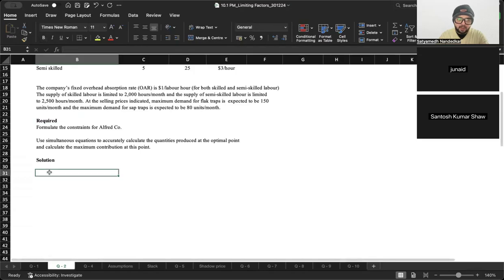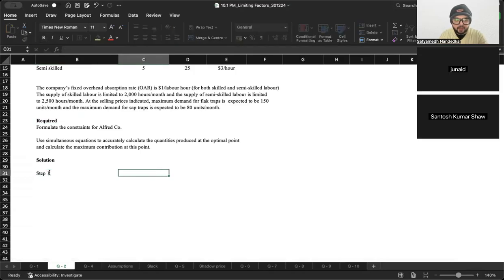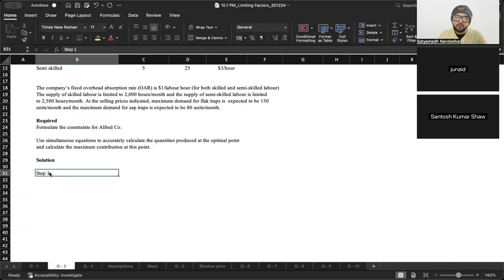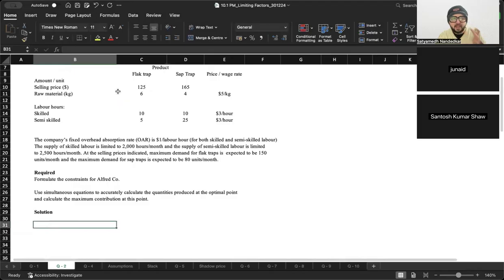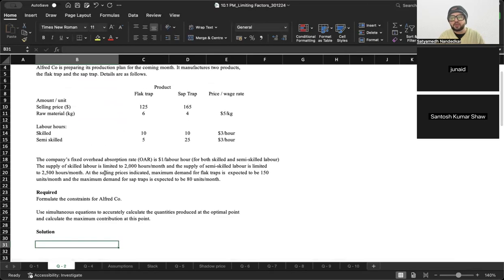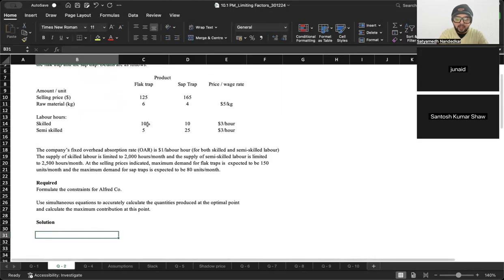So step one that you have to do here is still you will have to define the variables and you will have to define the objective. Objective would be to maximize the contribution, but if you can see, they have not given you the contribution directly. They have given you the background data. So your first step would be calculation of contribution per unit.